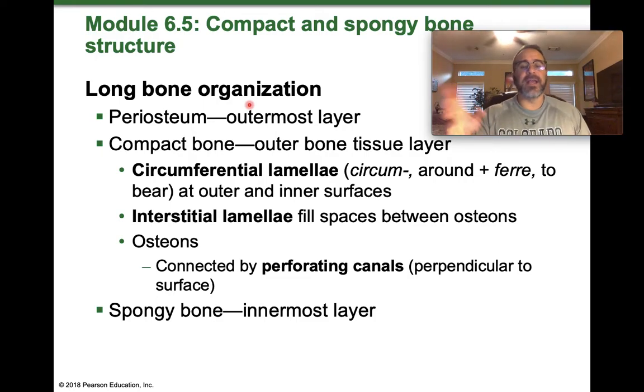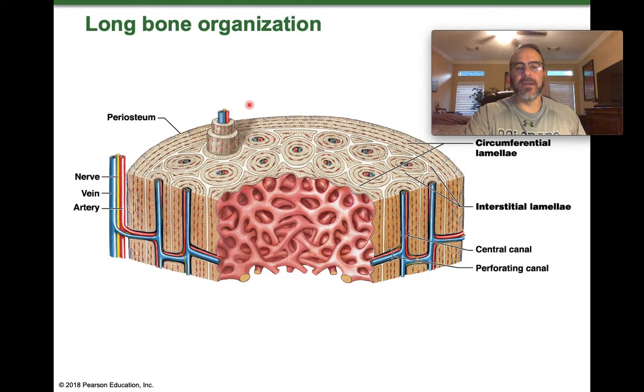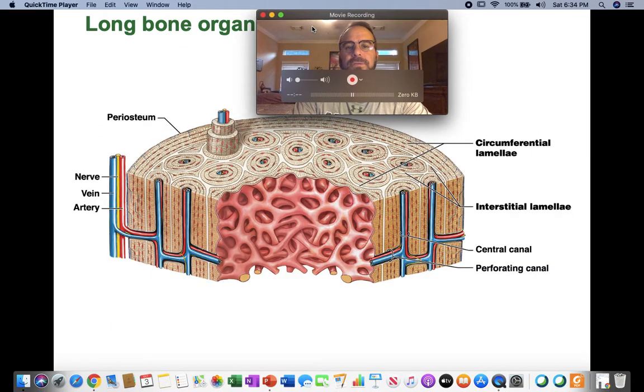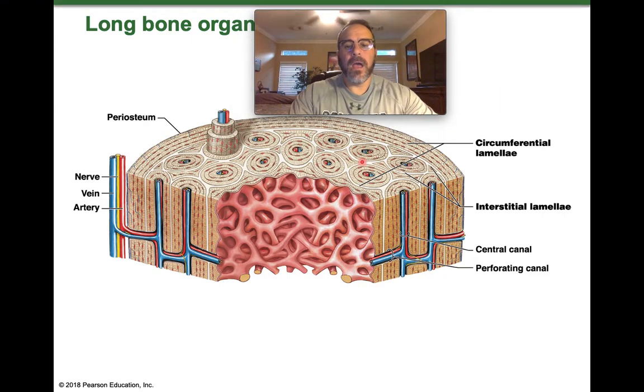Osteons, we already said, are connected by these perforating canals that are perpendicular to the surface of the bone. And then we have spongy bone at the innermost layer. See, now this is what I was talking about. I need to move. Okay, because you'll probably have this on the homework. Here we have the spongy bone, or trabecular bone, yes? And here we have the circumferential lamellae. It goes around the circumference on the outside of the bone and the inside of the bone.